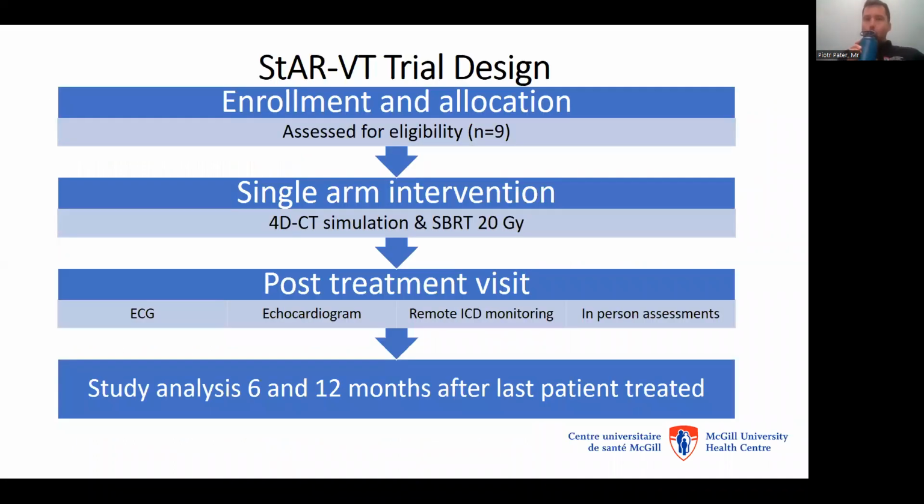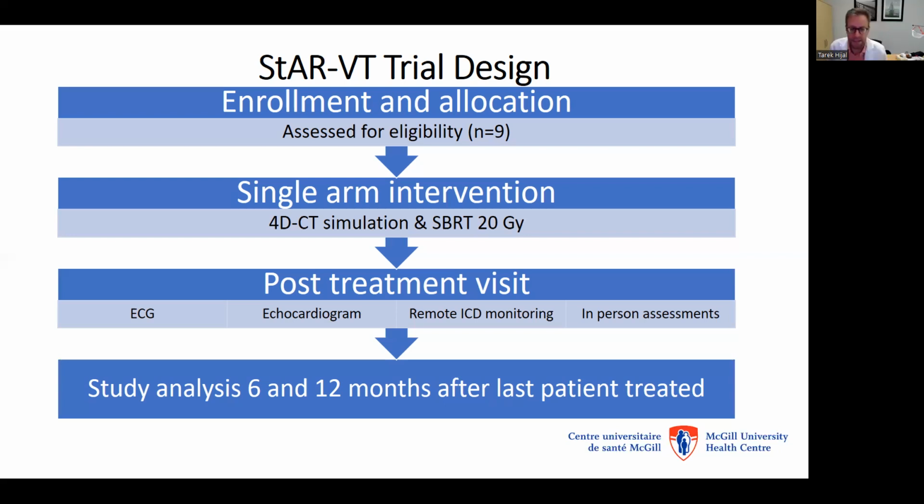Next. So we would enroll and allocate to that single arm 20 gray SBRT with 4D CT simulation, and we would follow patients with EKGs, echoes, remote ICD monitoring, and in-person assessments. And the study would be analyzed at 6 and 12 months after the 9th patient is treated.